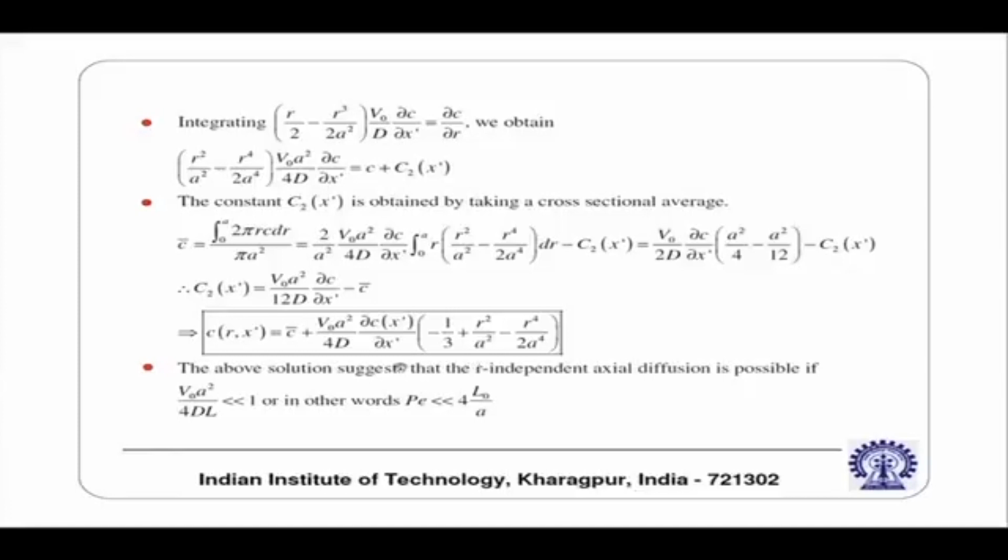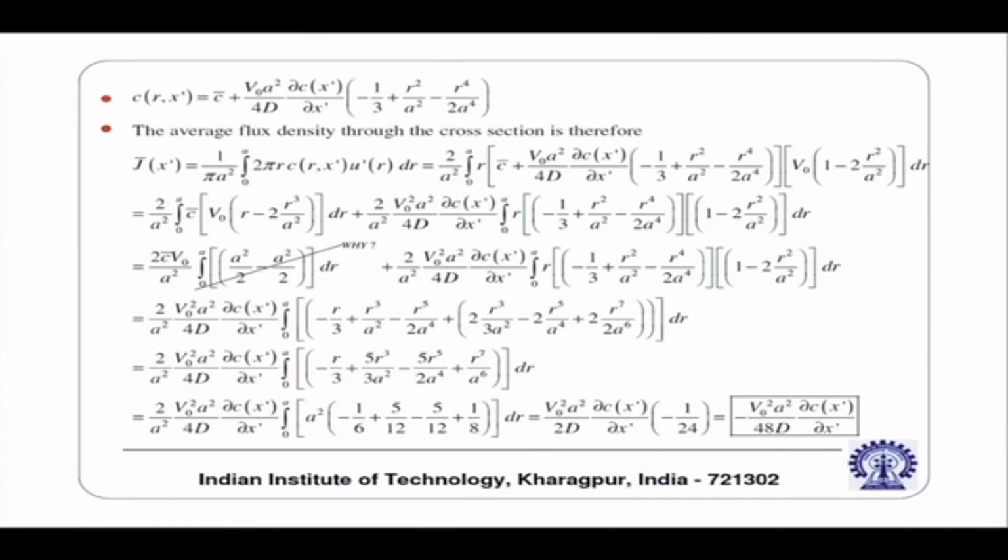Now you can say that r independent axial diffusion is possible if this term is small, that means V0 a square by 4 D L is much less than 1, or Peclet number much less than 4 into L0 by A, because Peclet number definition is V0 A by D, okay. So this is one important assumption, conclusion. Then you can write this C as a function of C average, and then a very important consideration, the average flux density through the cross section. What is the average flux density?